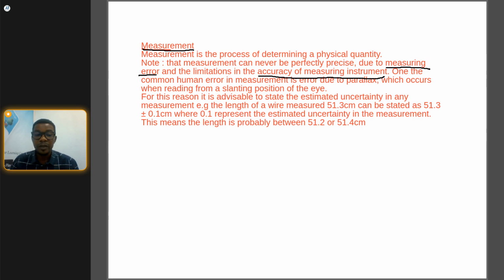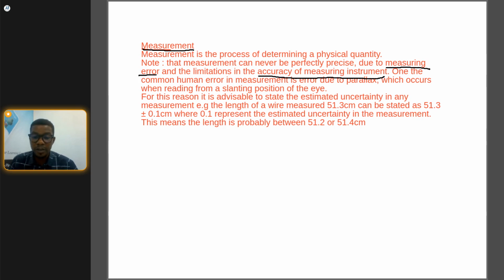And also, it can be caused by human error. What I mean by human error is error due to parallax. You know, when you are doing physics practical, they will ask you to give some precautions you took while doing the practical. And most of us will write, I avoided error due to parallax. Error due to parallax is an error that is caused by the position of the eyes when you are viewing an object.